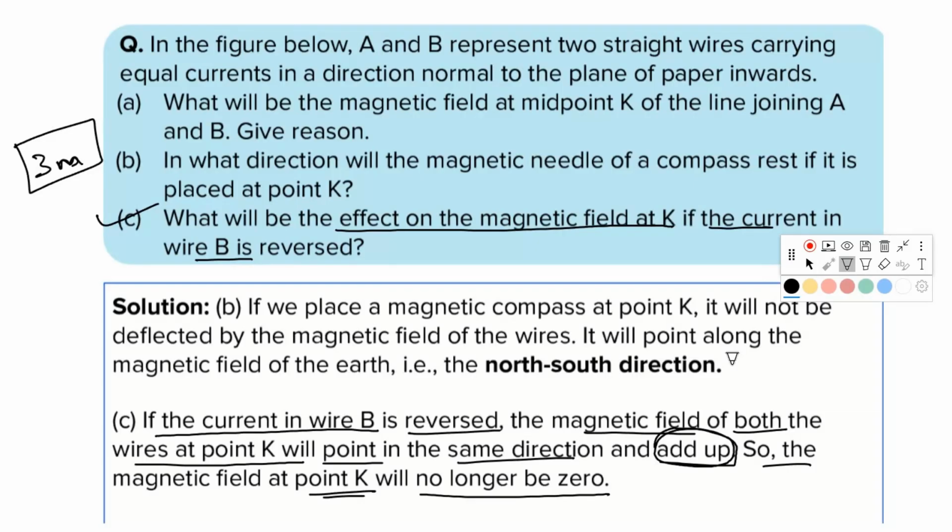These are very good questions and I'll try to be consistent in posting this kind of important questions from class 10th as well as 9th from maths and physics.